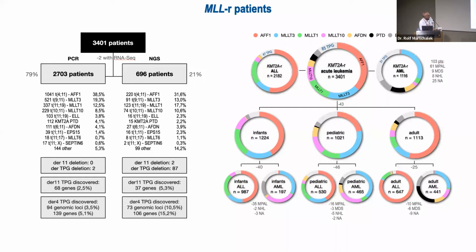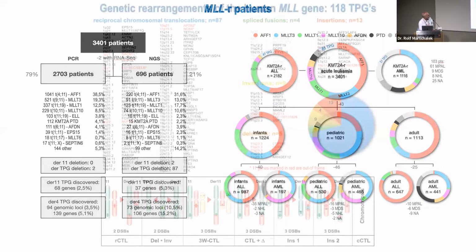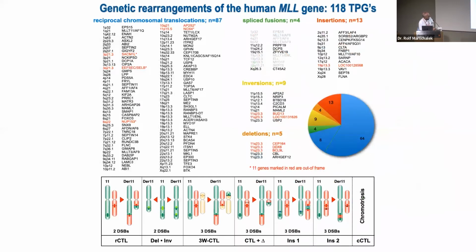And we can subdivide this into different categories: infants, pediatric patients, and so on. And this is now the full list of all the fusion partners that we know nowadays that can cause leukemia. But as I told you, most of them are only 5 genes which are important.